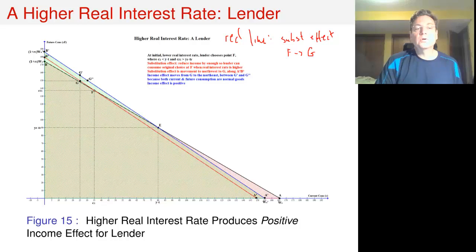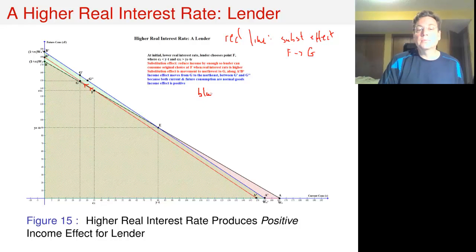This particular consumer is a lender, so was initially consuming at point F, where current consumption is less than current income, and therefore there's positive savings. The substitution effect makes current consumption more costly, and so she moves along the red line from point F to point G, and that is the pure substitution effect.